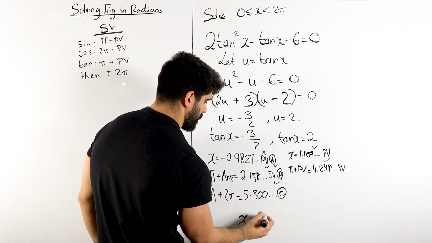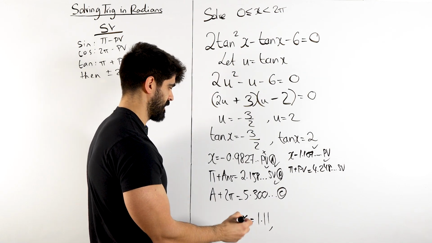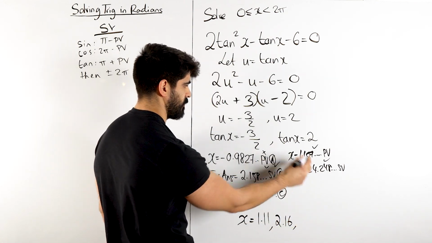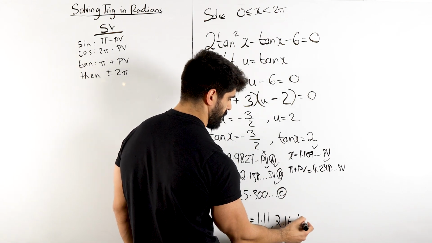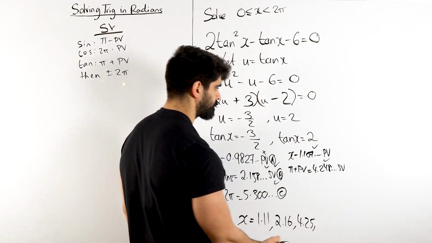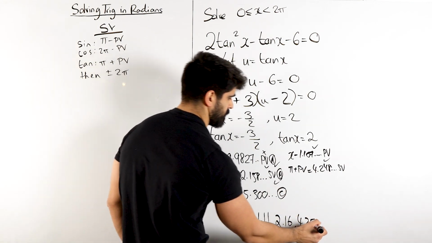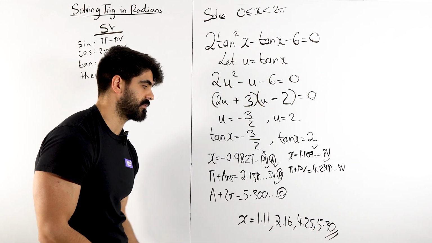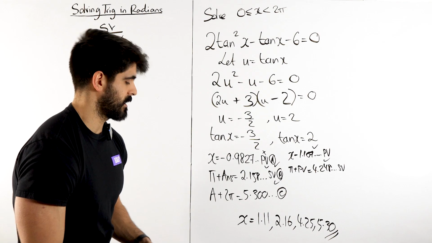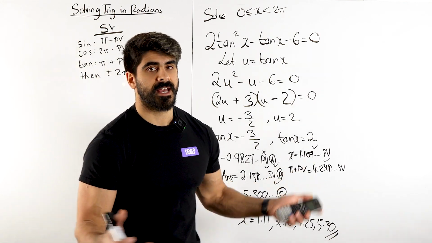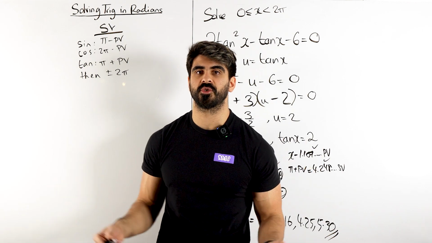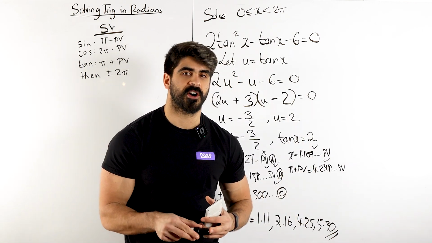I'm going to say 1.11. I'm going to say 2.16. I'm going to say 4.25. And I'm going to say 5.30. So if they say 2 decimal places, guys, you have to put the 30. You'll lose a mark otherwise. But that's it. Guys, that is how we solve in radians, going over all the rules. You don't need to draw the graph. You definitely do not need to use the cast diagram.